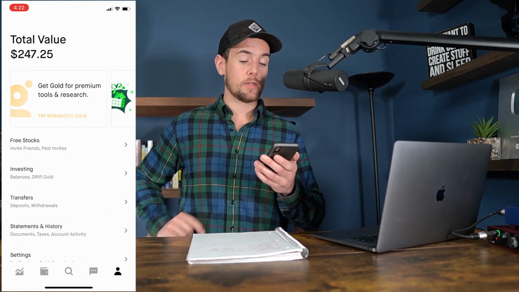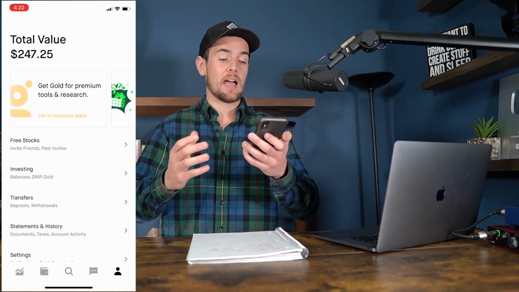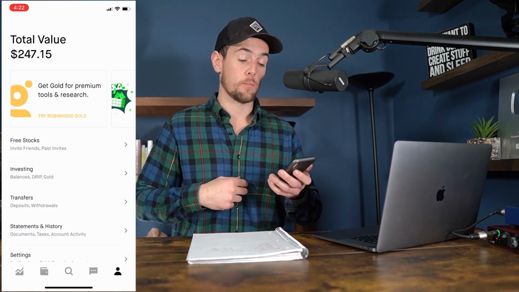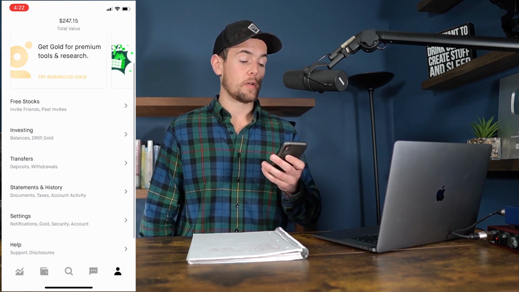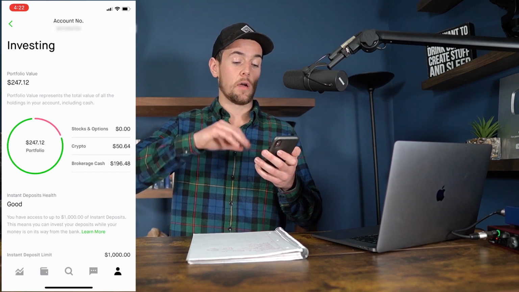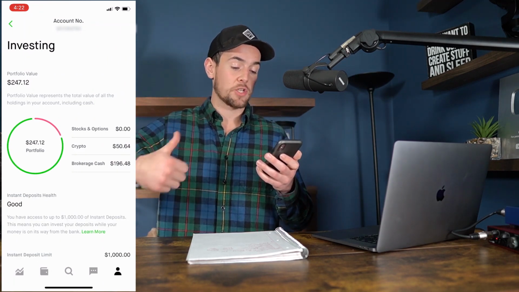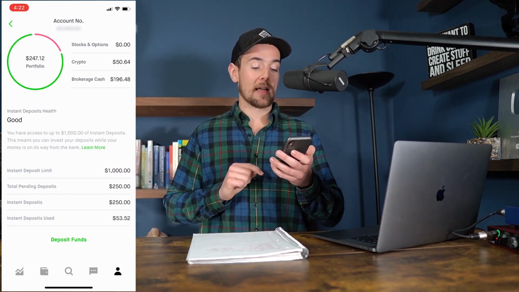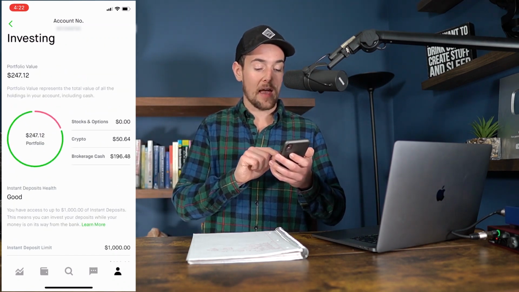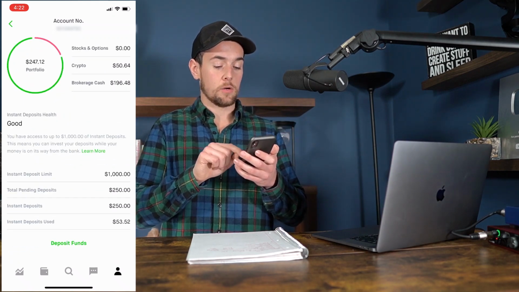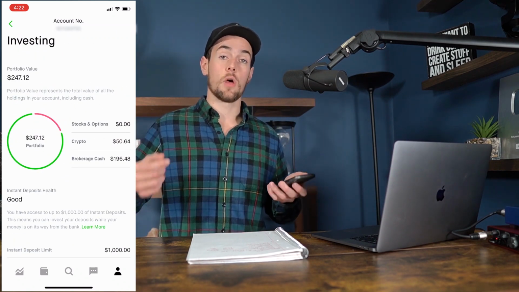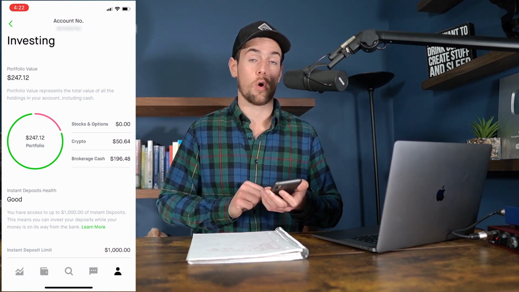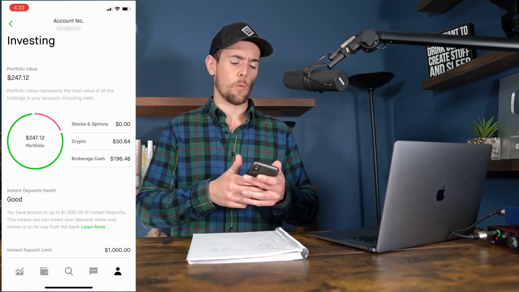And then finally, all the way to the right, where you have the person icon is going to be your settings. In here, you can invite friends if you want to earn more free stocks. You can take a look at your different balances and get an idea of your total asset allocation between cash, crypto, and stocks and options. It shows you your instant deposit limits, pending deposits, different things like that. And it will also give you an idea here if you are utilizing margin, whether or not you have a healthy amount of deposits or if you're at risk for a margin call, but it's a little bit above and beyond the scope of this video.